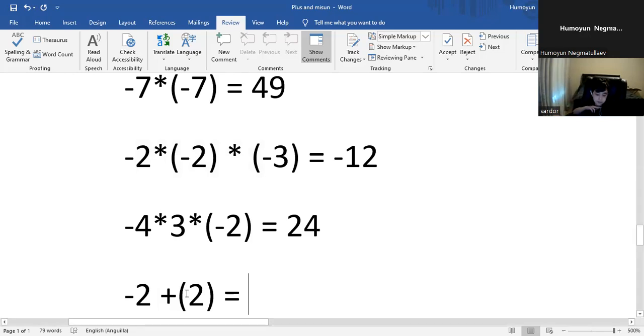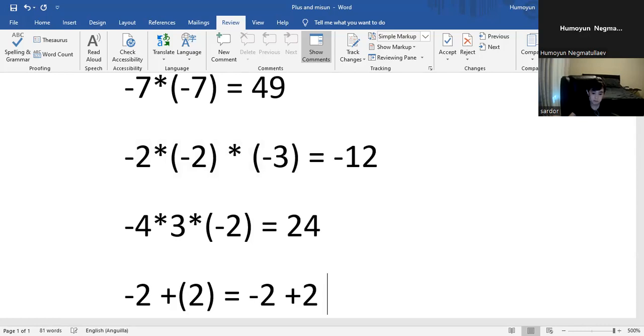When we open the brackets, what is the sign of the 2? Here is also plus, but we don't write it in brackets, yes? If the number is positive, we then write its sign. Then we write its 2, and there is a 2. Then, if you have -2 plus 2, it's going to be 0.